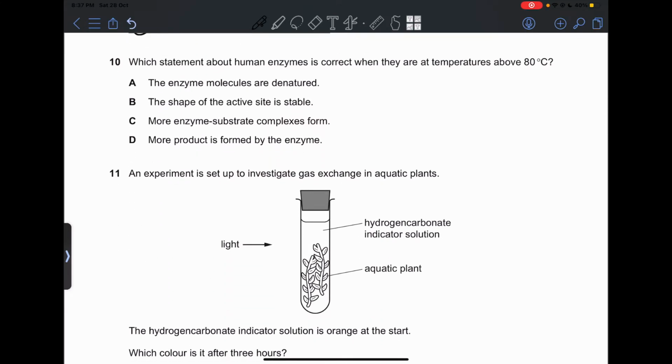10. Which statement about human enzymes is correct when they are at temperatures above 80? So we know that they will become denatured, so our answer is going to be A.